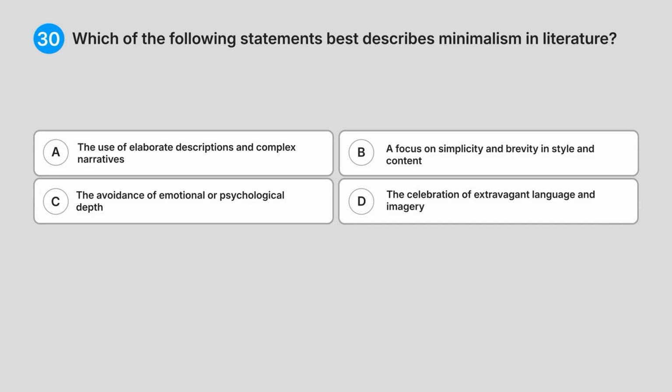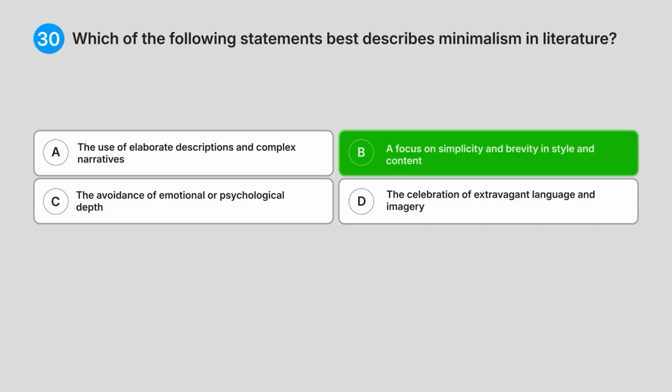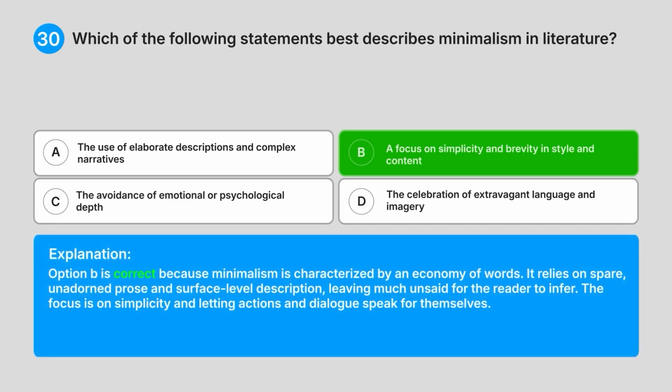Correct answer: B. A focus on simplicity and brevity in style and content. Explanation: Option B is correct because minimalism is characterized by an economy of words. It relies on spare, unadorned prose and surface-level description, leaving much unsaid for the reader to infer. The focus is on simplicity and letting actions and dialogue speak for themselves.